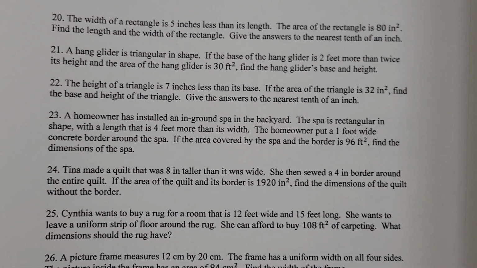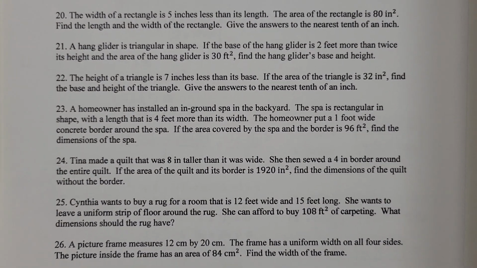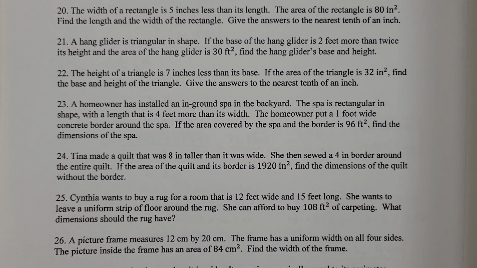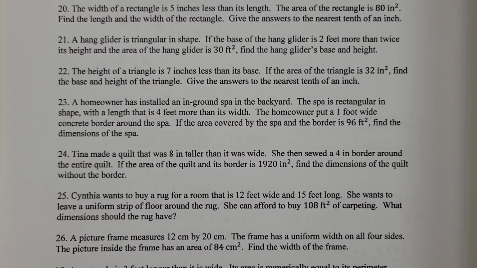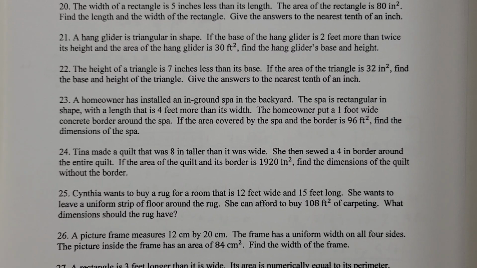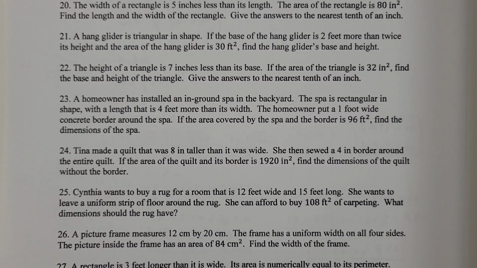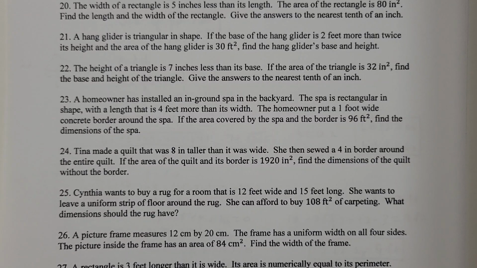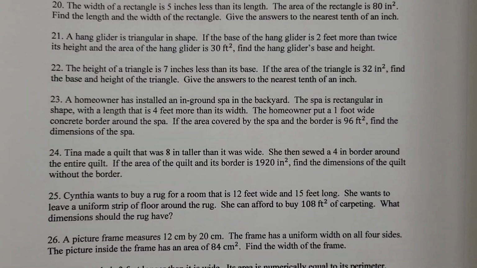Problem 22 says that the height of a triangle is 7 inches less than its base. If the area of the triangle is 32 square inches, find the base and the height of the triangle. Give the answers to the nearest tenth of an inch. Okay, so if there's any rounding there.